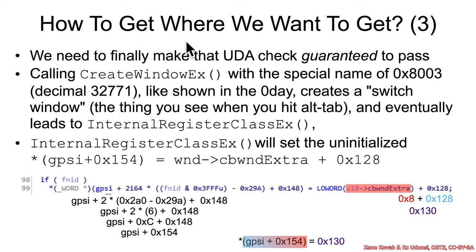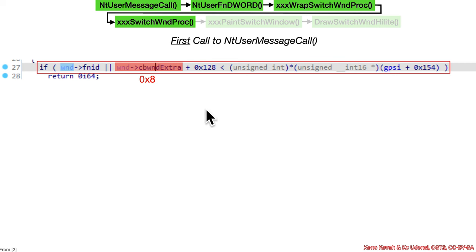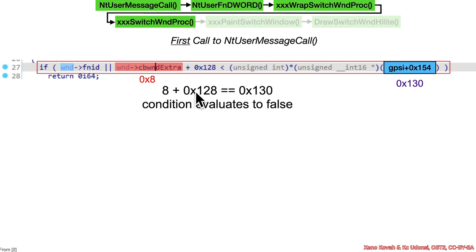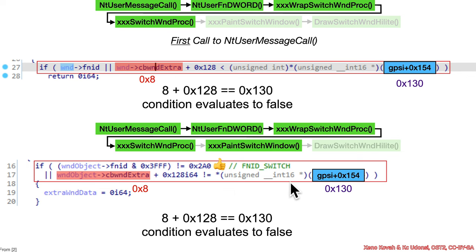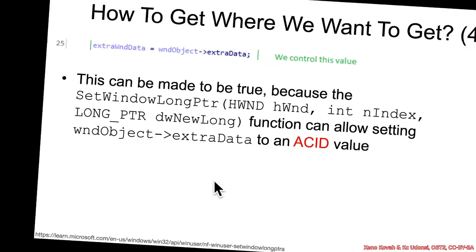After the attacker has called this special CreateWindowEx to initialize this OODA location, now for these sorts of statements, like in the first call to NtUserMessageCall in xxxSwitchWndProc, what you're going to have is 130 less than 130? And the answer is no, so that'll evaluate to false, which is exactly what we want. Then in xxxPaintSwitchWindow, it'll say, is 130 not equal to 130? That is not true because 130 is equal to 130. So that'll be false, which once again is exactly what we want.